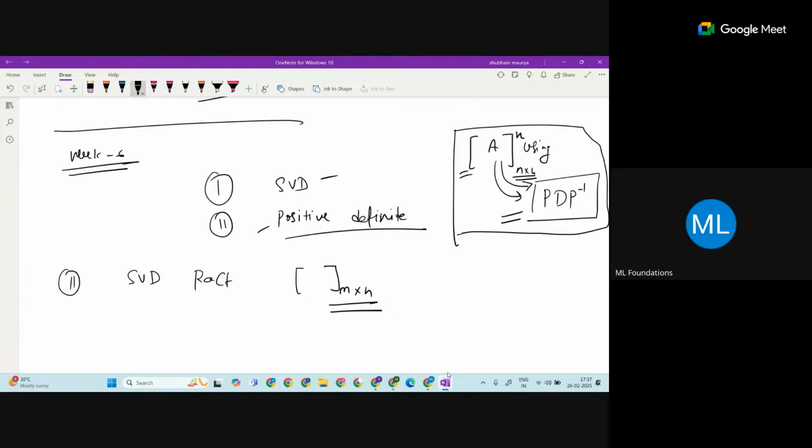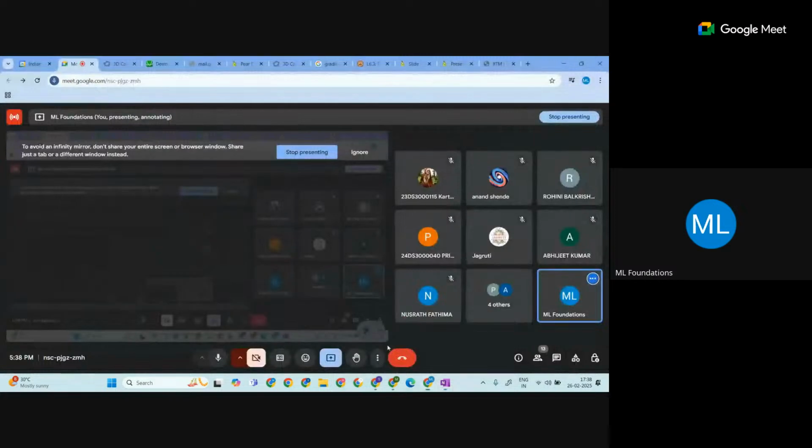Singular value decomposition, as the name says, decomposition. We are decomposing this matrix. As here, this is a kind of decomposition, and this one is also a kind of decomposition. So if it is a rectangular matrix, can we decompose this matrix in a different form? Okay. Am I audible? Yes, yes.